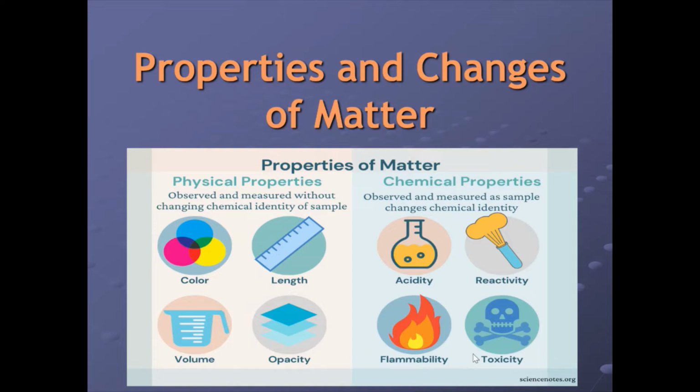So again, chemical properties, some examples of that are acidity. The property of acid is if you pour some hydrochloric acid on yourself, it's going to eat away at your skin because of the acidity, right? Reactivity is basically how quickly something reacts with something else.